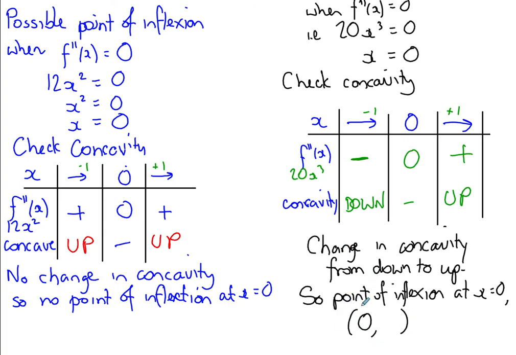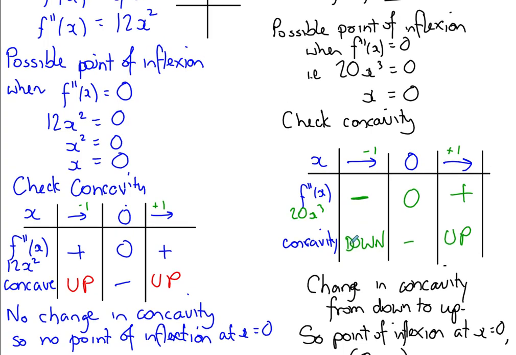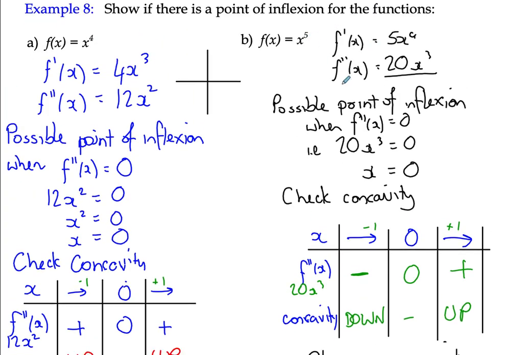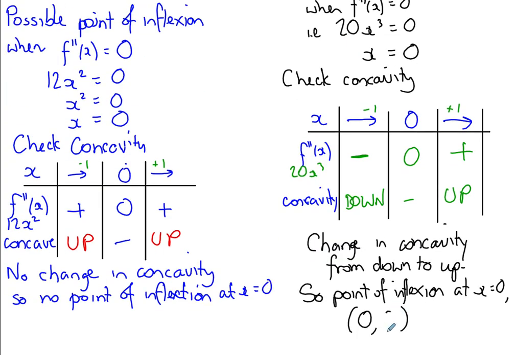All you need to do then, of course, is take your value of x, put it into the original function, which was x to the power 5, which in this case, of course, is going to be at the origin anyway. So that's a kind of basic rundown of point of inflection. In example 9, I've got a different function where the answer is not always x equals 0, but I wanted to show you the kind of structure of how we would examine for a point of inflection, and I hope that's been helpful.